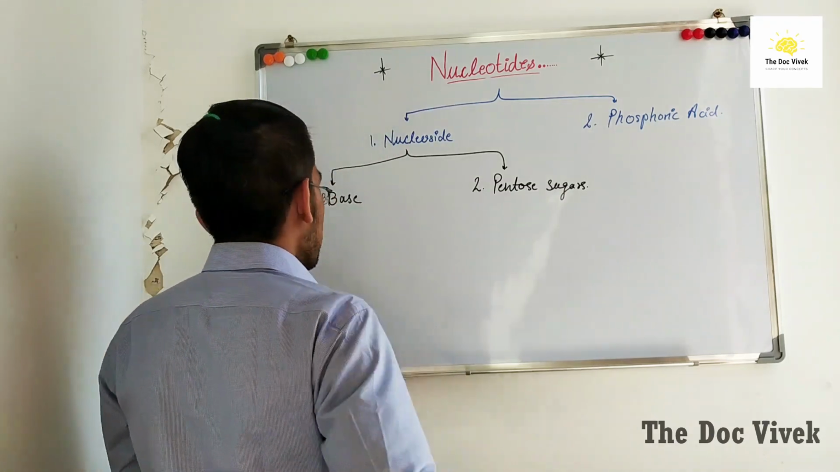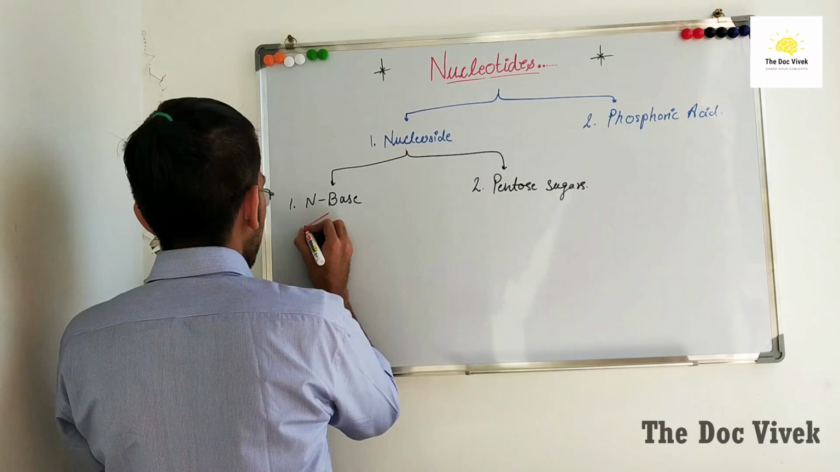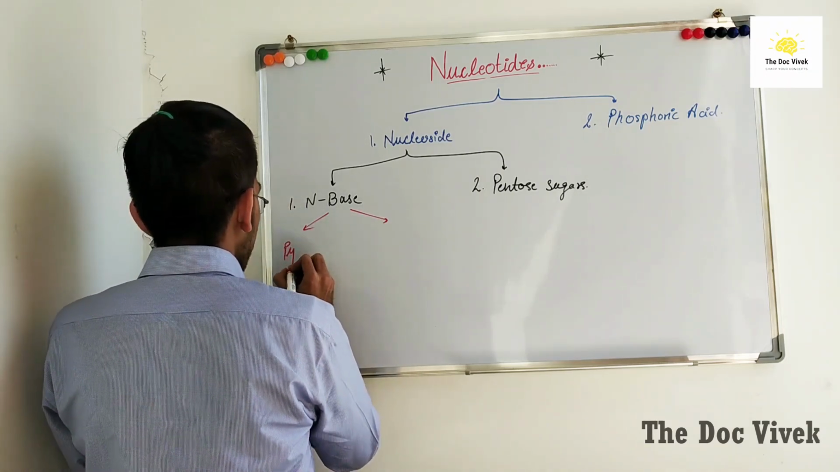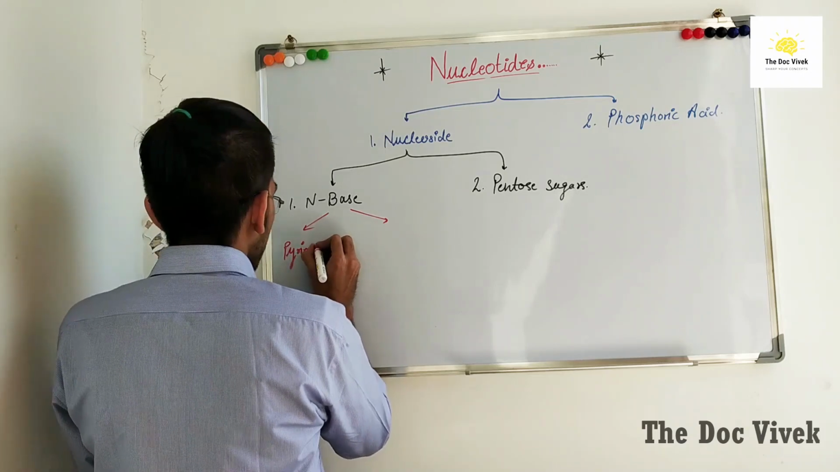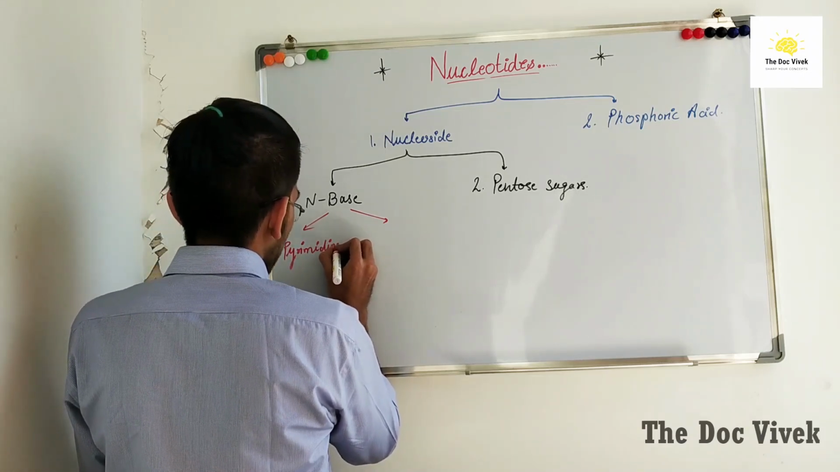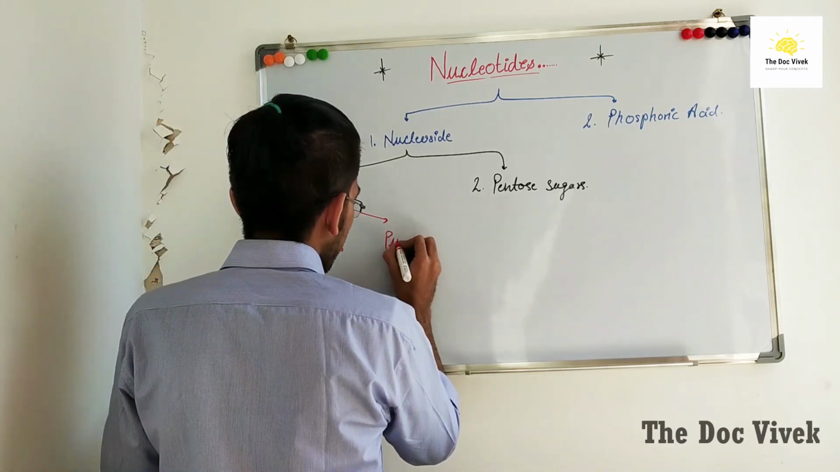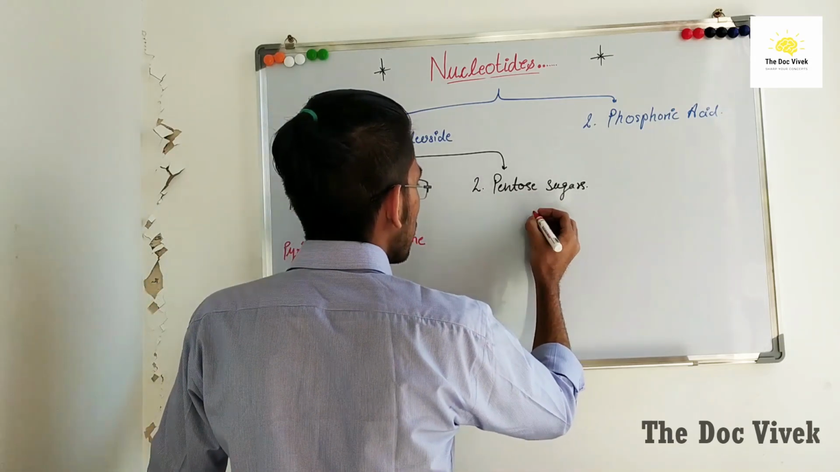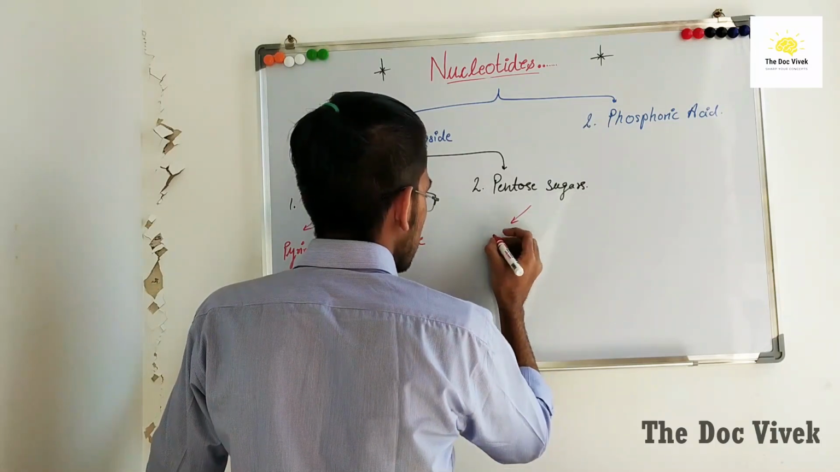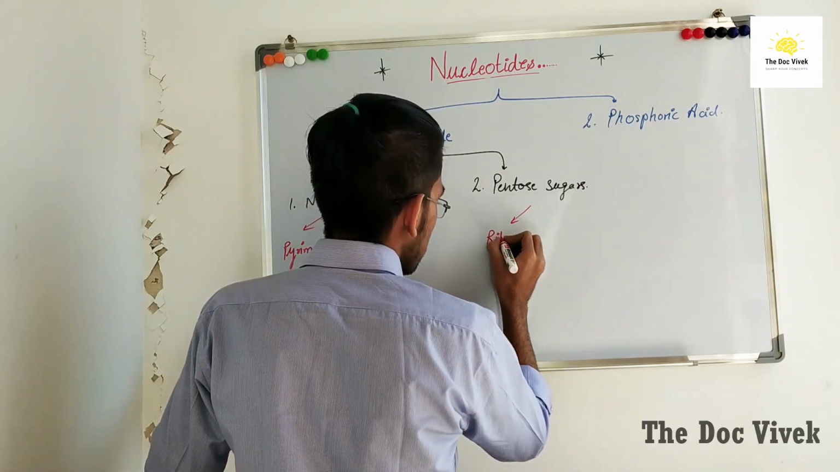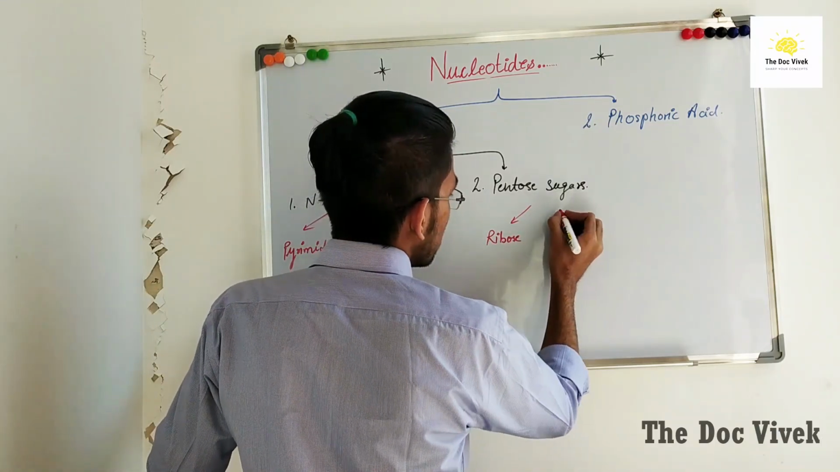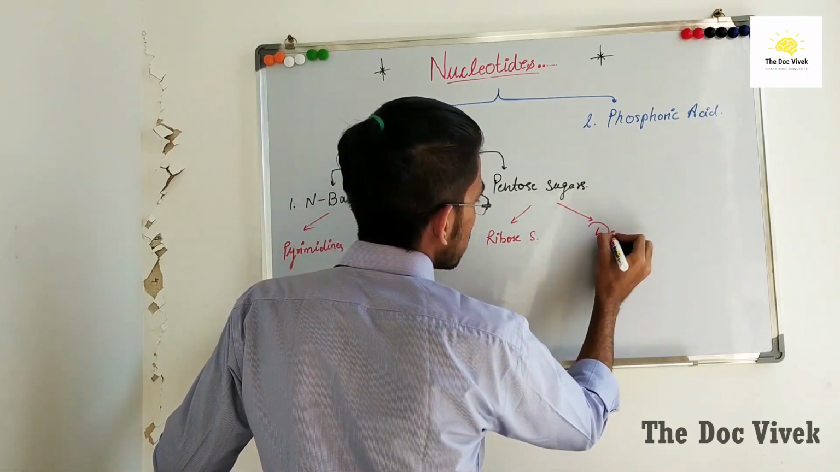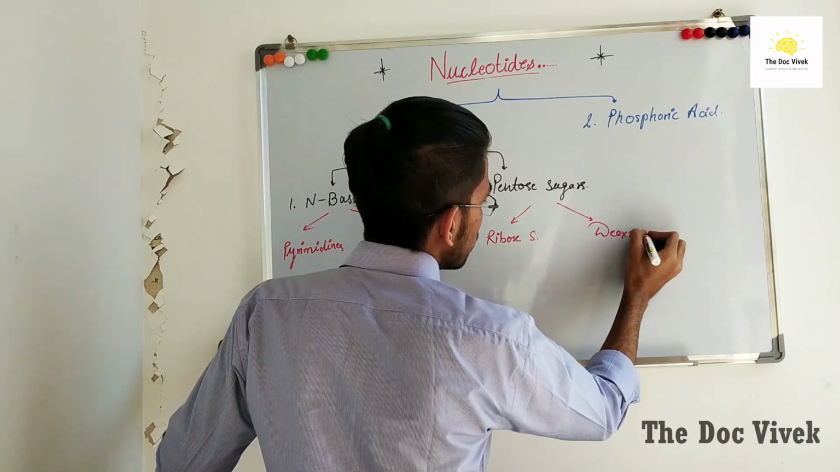Nitrogenous bases are of two types: pyrimidines and purines, and pentose sugars are of two types: ribose sugar and deoxyribose sugar.